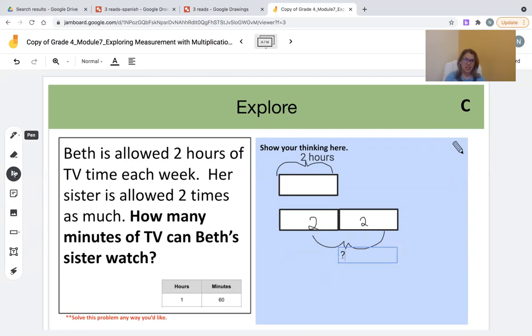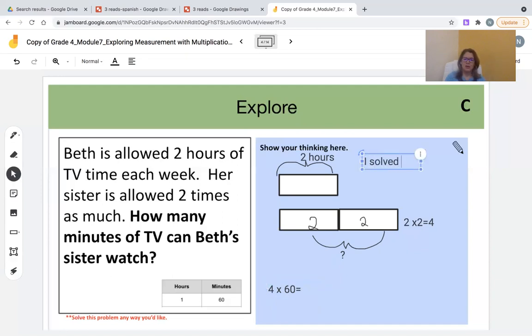In the conversion table, 1 hour is converted to 60 minutes. So I'll use the conversion table to help me solve. I see 2 hours, 2 times as much. 2 times 2 equals 4. Now I will use the conversion table. 4 hours multiplied by 60 minutes. Then I'll solve. Once I solve, students, I can write my thinking.